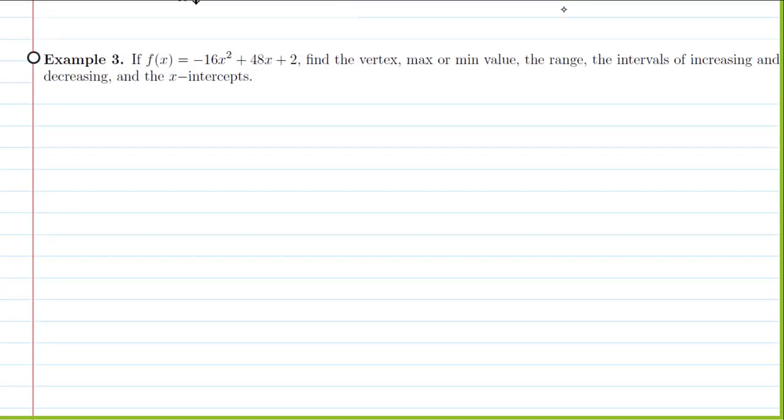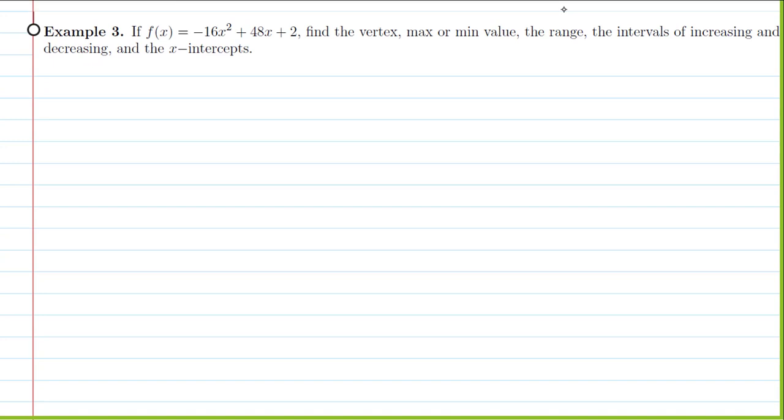All right, so for example 3, it says if f of x is equal to negative 16x squared plus 48x plus 2, find the vertex, find the max or the min value, the range, the intervals of increasing and decreasing, and the x-intercepts. All right, so the first thing we need is the vertex. To find the vertex, I need to know a, b, and c. So my a is negative 16. My b is 48, and my c is 2.